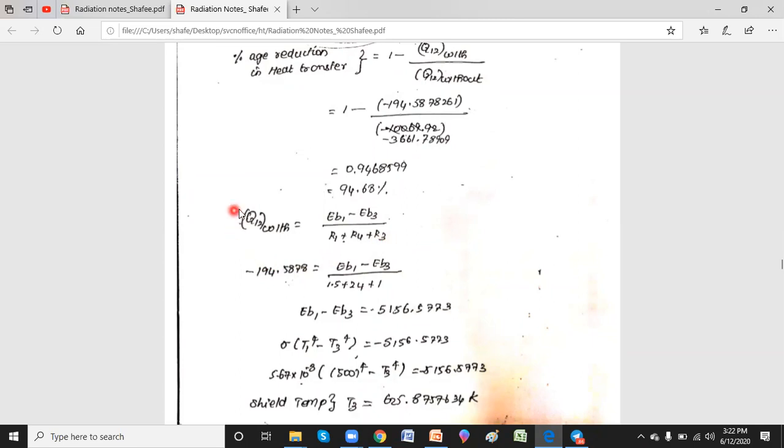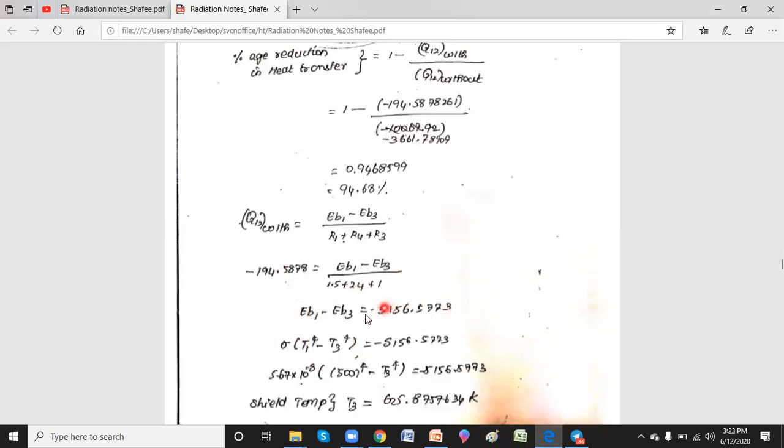Okay, now what is the radiation heat transfer? We'll assume that whatever heat transfer comes up to the third plate, the same thing goes from 3 to 2 also. So because of one shield you are getting the heat transfer as minus 194 watts, that is equal to EB1 minus EB3 divided by all these resistance values, which you have already calculated. I know the left hand side and this denominator, so send the denominator to this side. Now EB1 minus EB3 is given as this value.